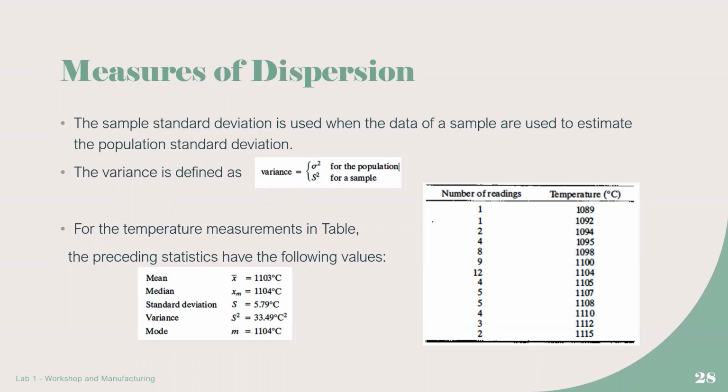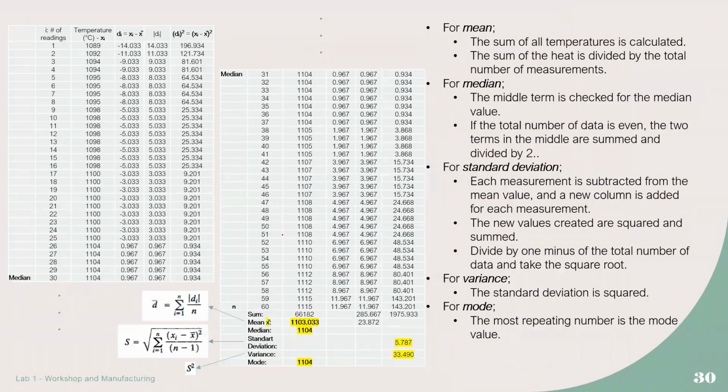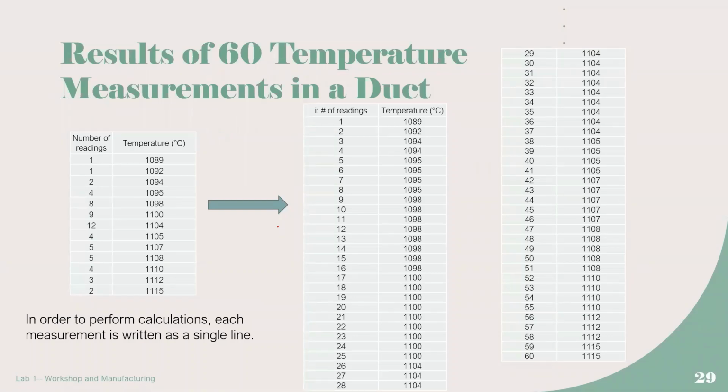Here we had 60, remember we had 60 measurements of temperature data. Here these are the statistic values, okay? Here these are for Excel. So you can calculate these statistical values by hand, or you can just use Excel for it. And we're going to talk about Excel a little bit.